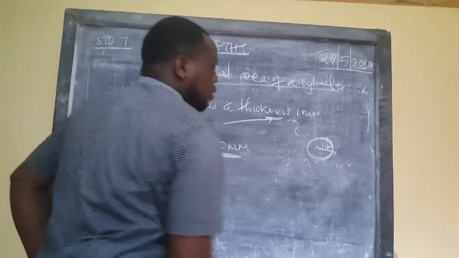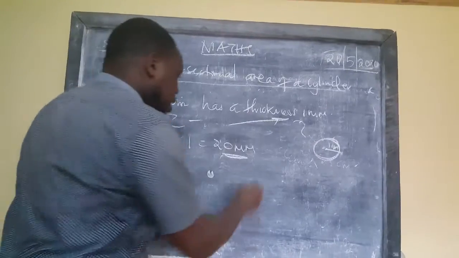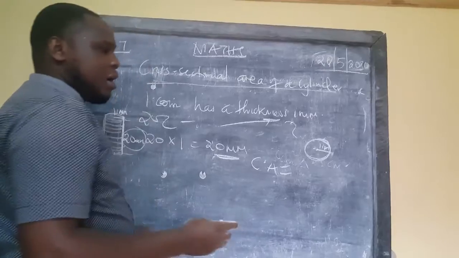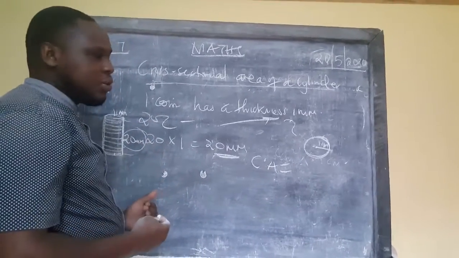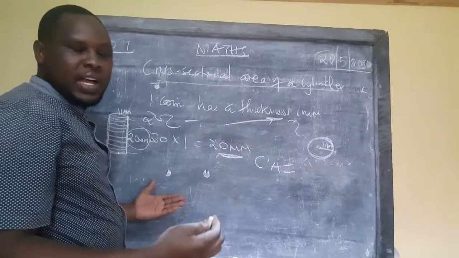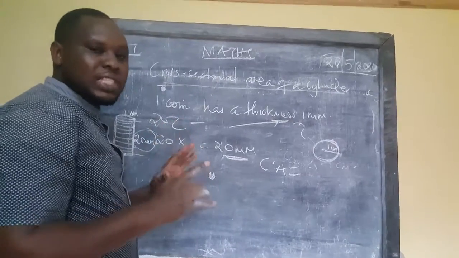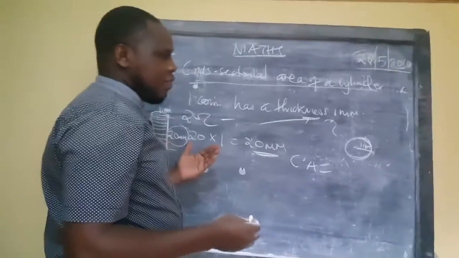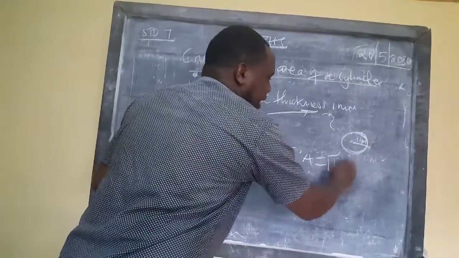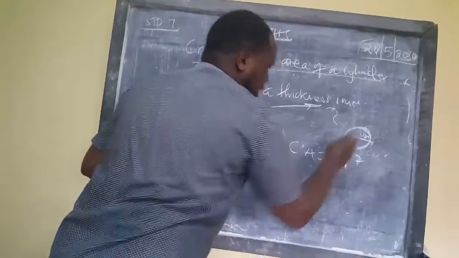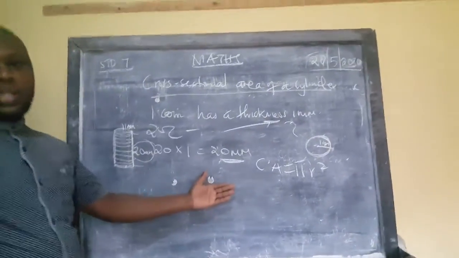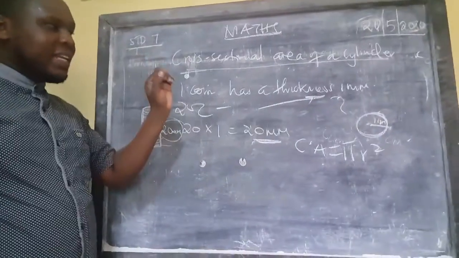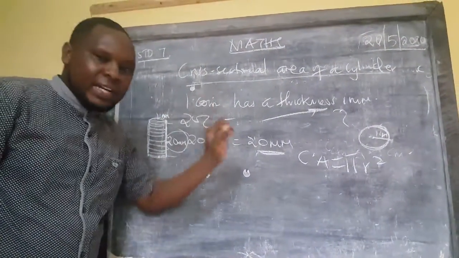For us to get the cross-sectional area, how do we get the area of a circle? Because that is what we call cross-sectional area. We are only going to deal with the circle. Area of a circle is given by pi r squared. So to get the cross-sectional area of a cylinder, we just get pi r squared.